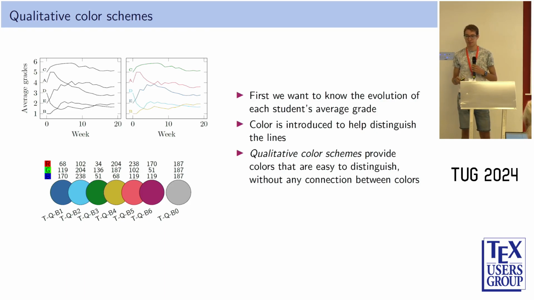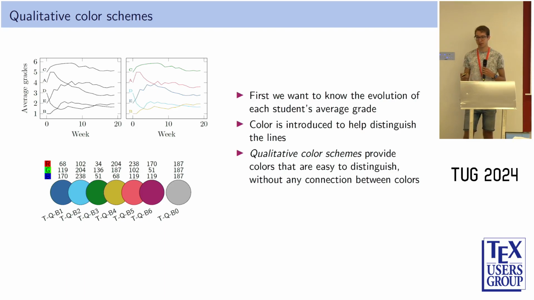Now we can add some color to improve this. It's still not colorblind safe in this way, but I will come back to that later. But with these colors, it is at least easier to distinguish which line goes where. And now the question is, what colors should we use here? We just have 5 distinct lines that we want to distinguish.